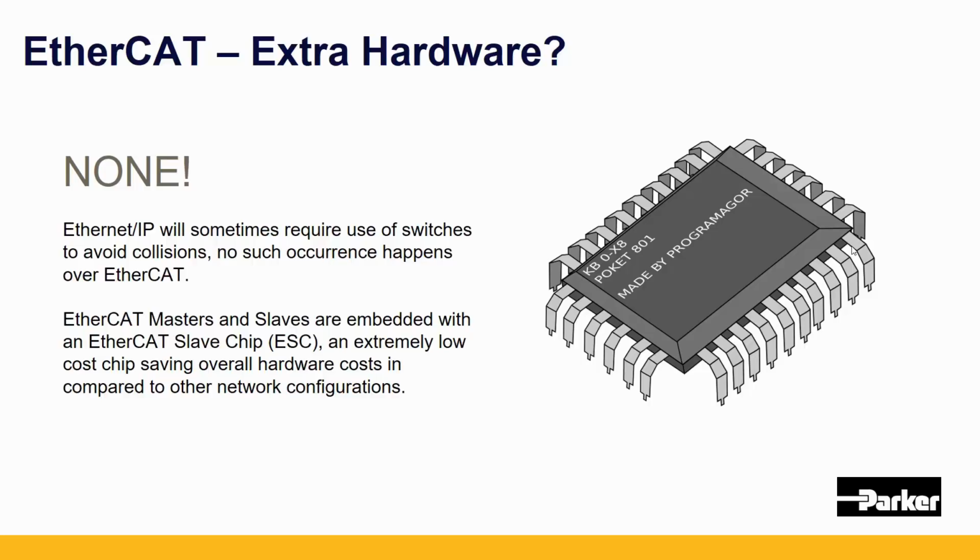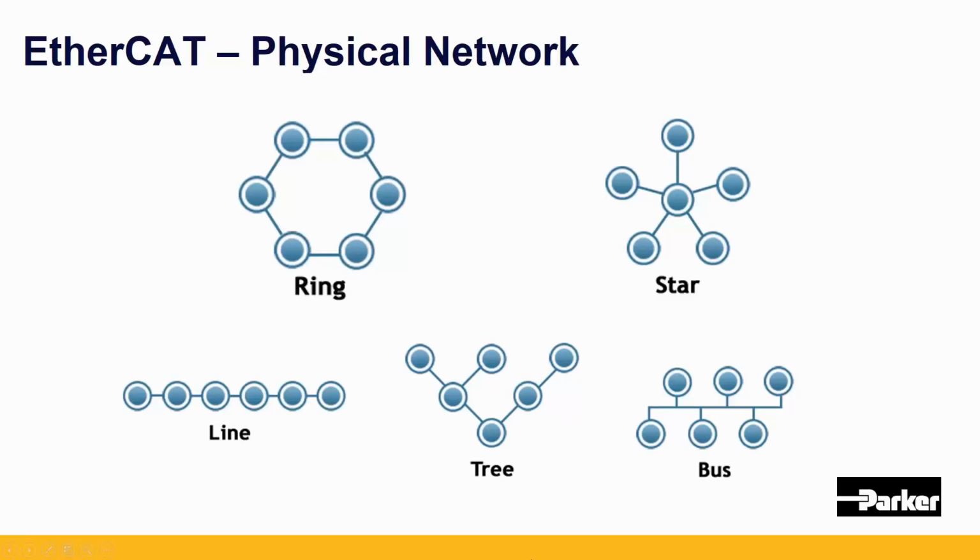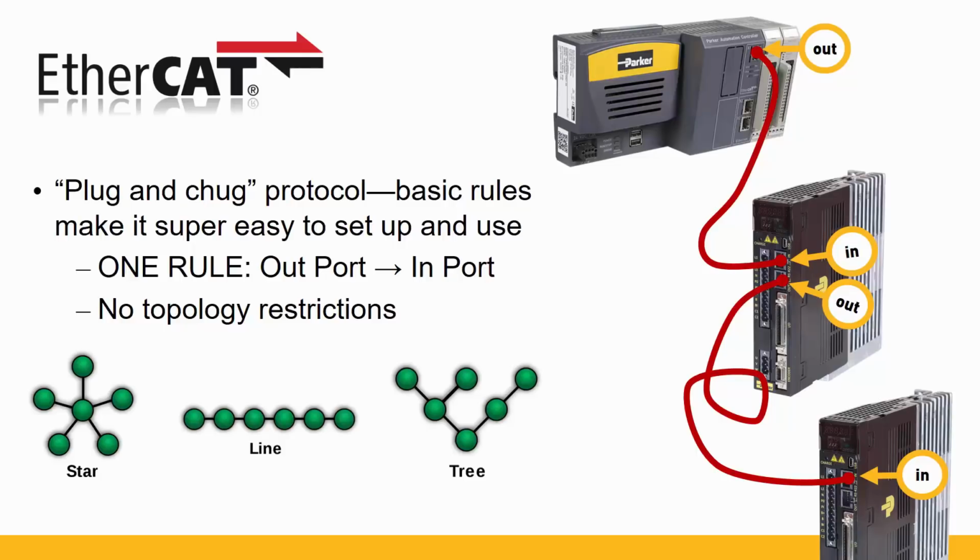So what kind of physical networks are supported on EtherCAT? All of them. Star, line, tree, ring, whatever your heart possibly desires. The nice thing is that it is able to achieve this by a very basic hardware set. You go out the out port and you plug into the next device's in port. Now, as long as you follow that rule, you will be good to go, and you cannot wire EtherCAT incorrectly.